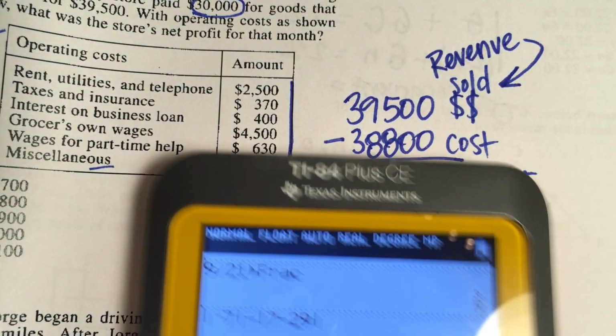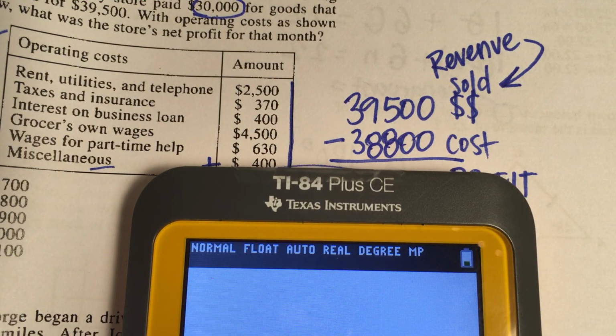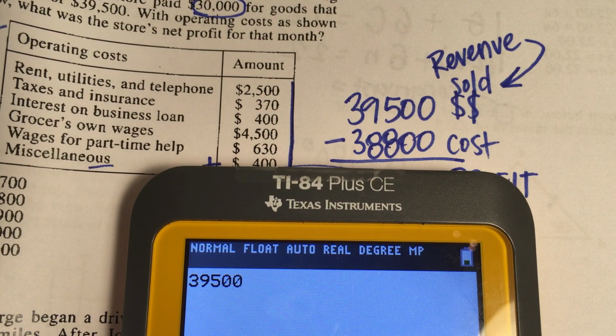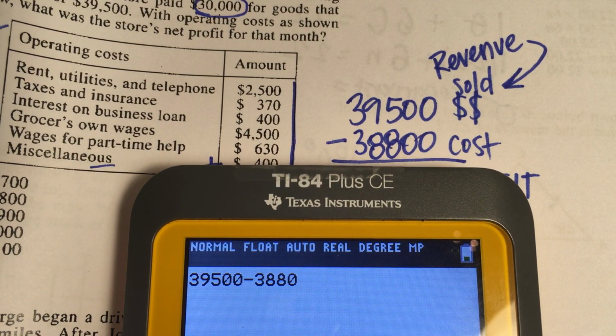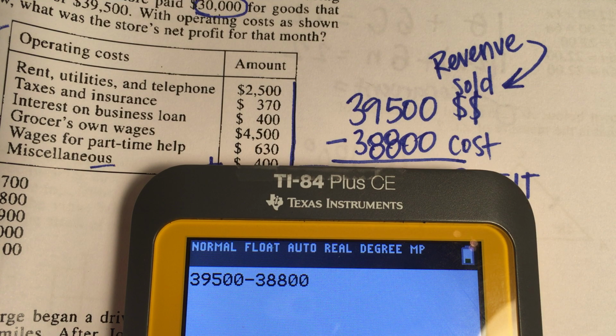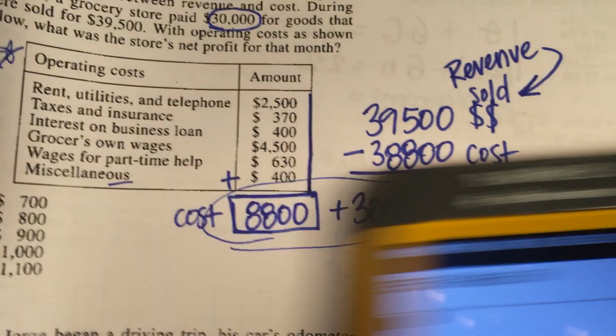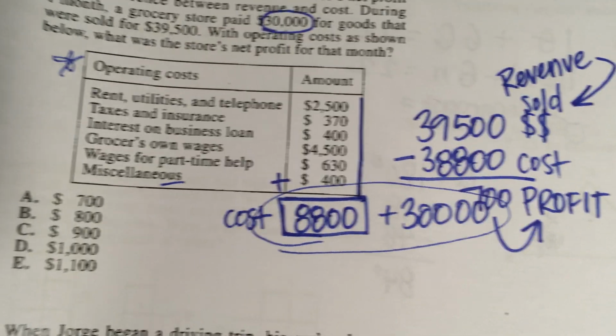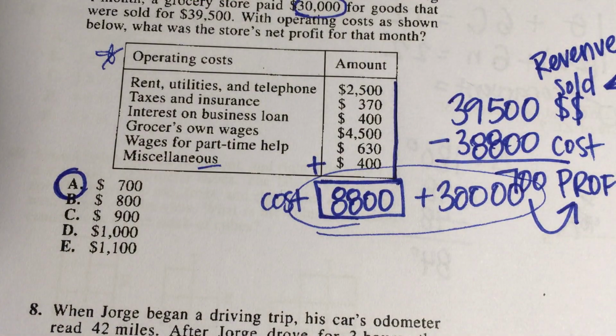So I'm going to do 39,500 minus the 38,800. I get $700. So really their profit was only $700, which is not very much. So they made $700 that month.